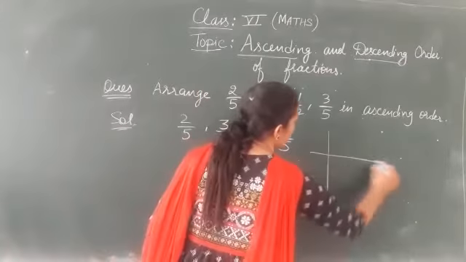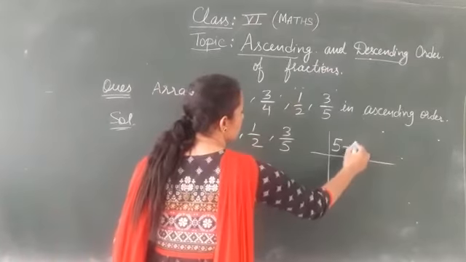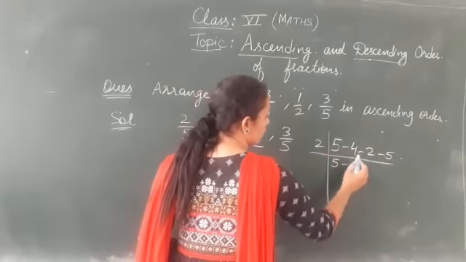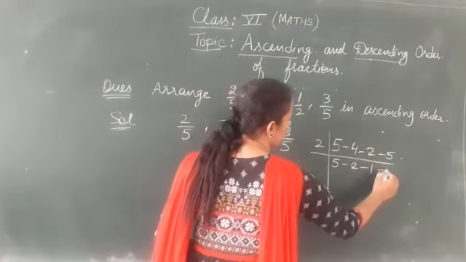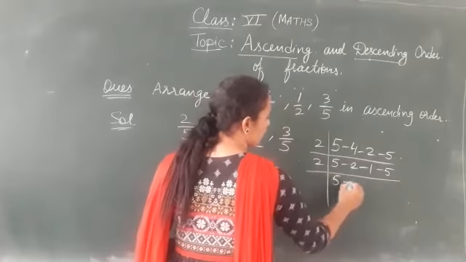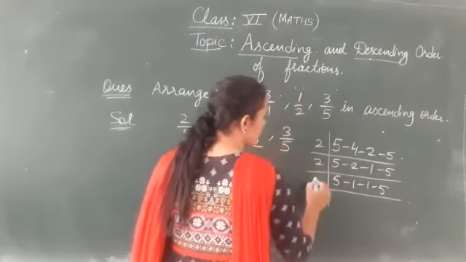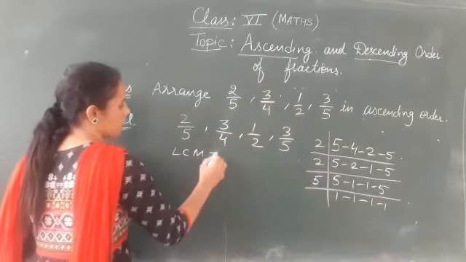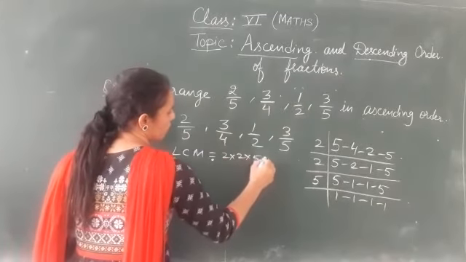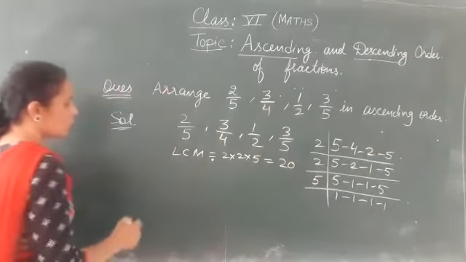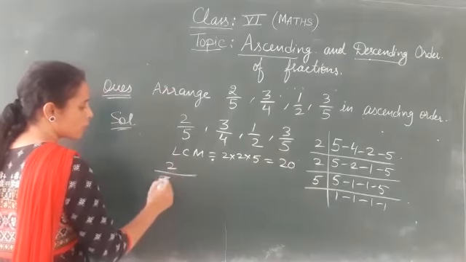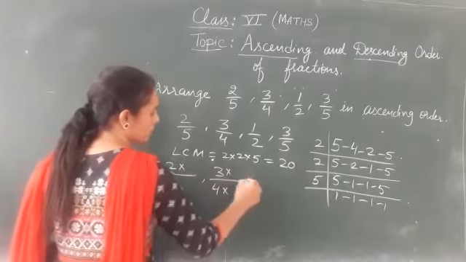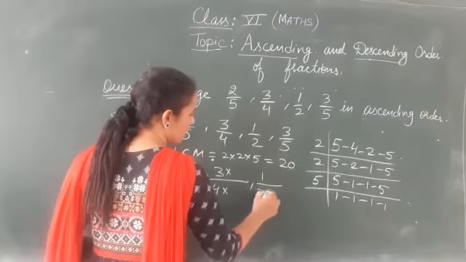So first you will find the LCM of these denominators. Divided by 2, 2 will get 1 and 5. Again by 2, 5, 1, 1 and 5. Then again by 5, it will be 1. So LCM is 2 into 2 into 5, which is 20. So now you have to make all the denominators 20 by putting them into the equivalent form, as we have done equivalent fractions.